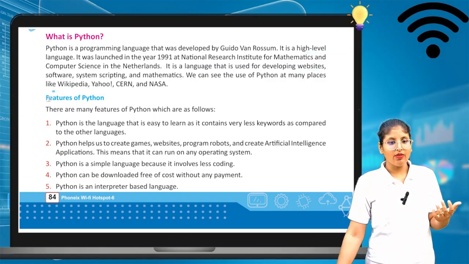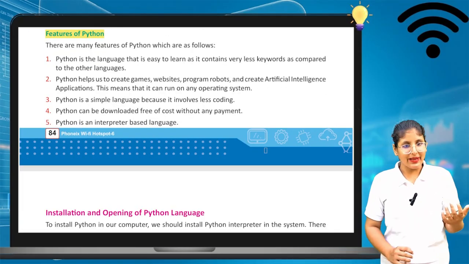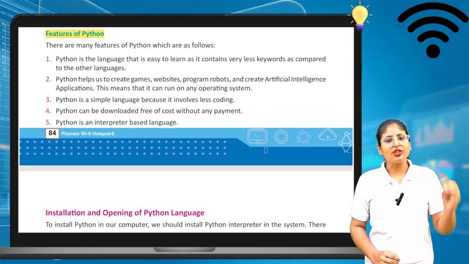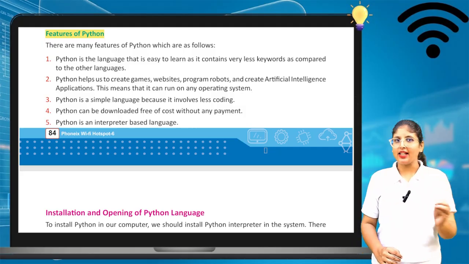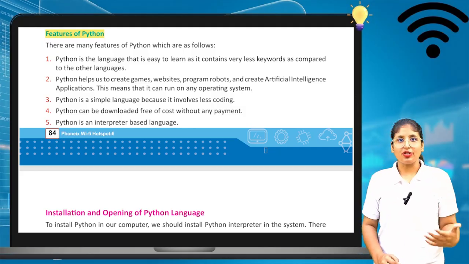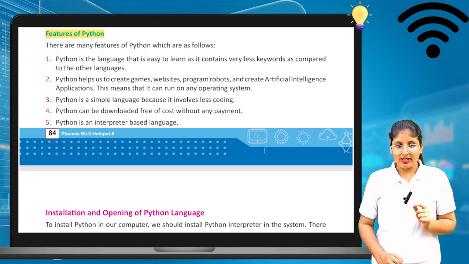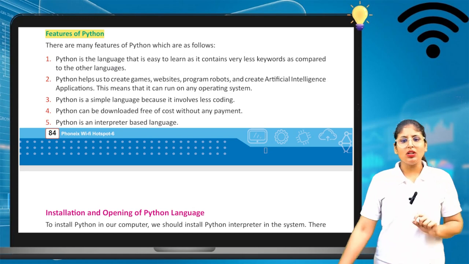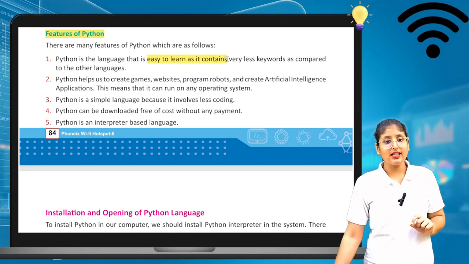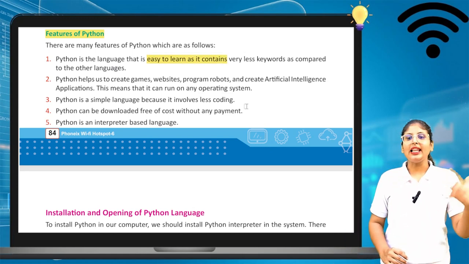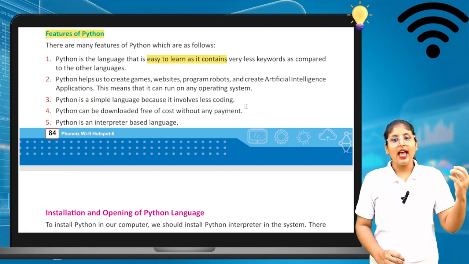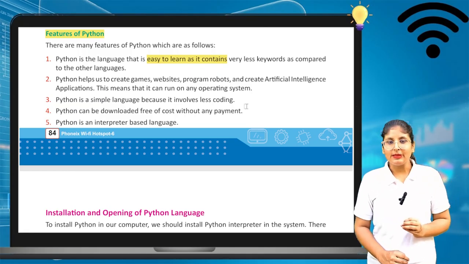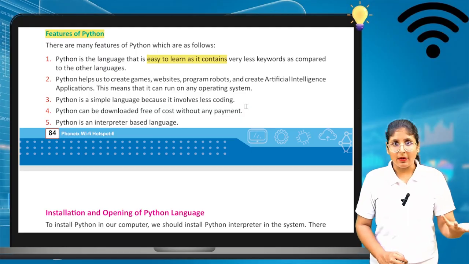Now we will see the features of Python. What are the features of it? There are many features of Python, which are as follows. First, Python is a language that is easy to learn. It is easy to learn as it contains very few keywords compared to other languages. So it is very easy to understand.